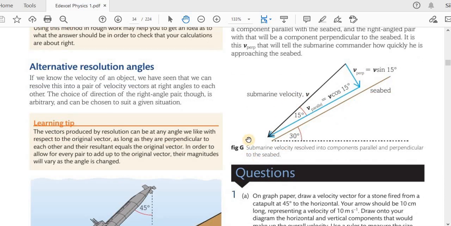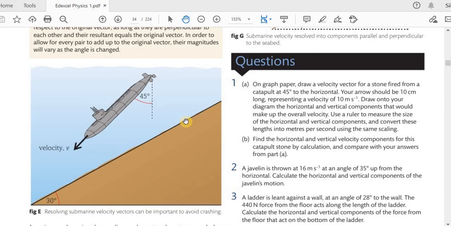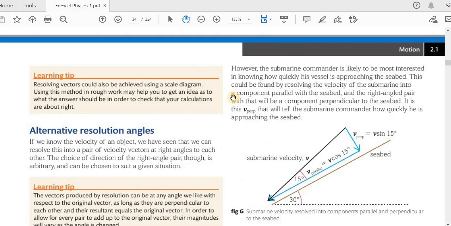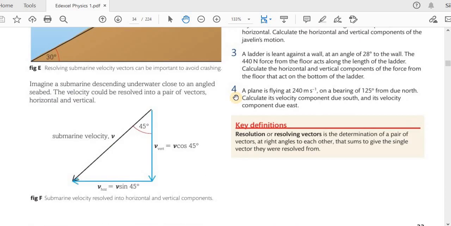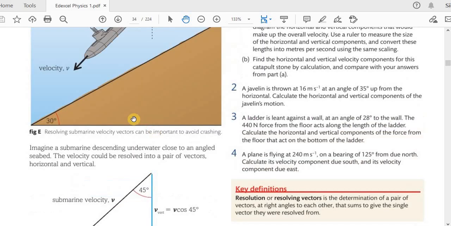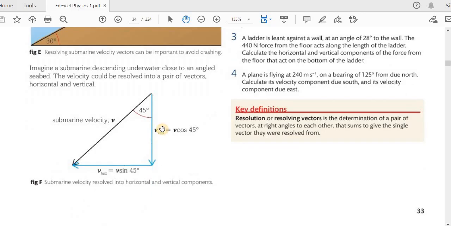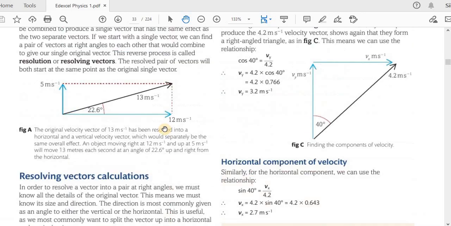So let's see, okay, here is the example. This submarine, resolving submarine velocity can be important to avoid crashing. This angle is 45, here it's 30, this is the velocity. Okay, so here you can see velocity, we can resolve it in the velocity in the vertical direction and in the horizontal direction. Remember, we learned what that means here.